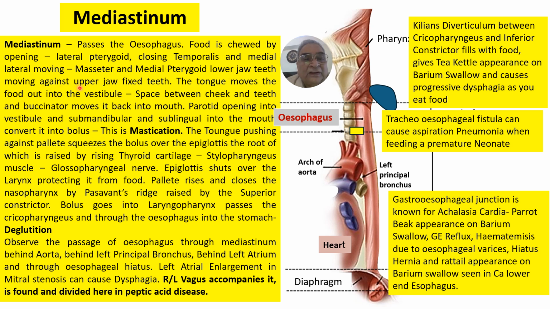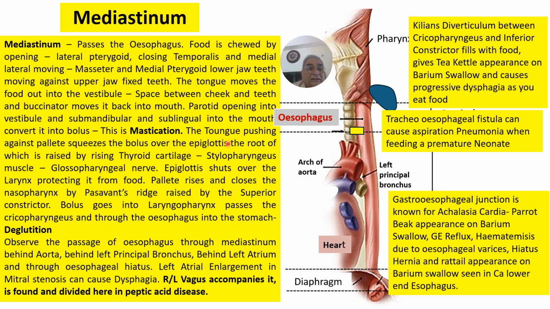So the lower jaw is moving against the fixed teeth in the upper jaw. The lower jaw is moving, the upper jaw is fixed. The tongue is moving the food out from between the teeth into the vestibule, that is the space between the cheek and the teeth. And the buccinator in the cheek is moving the food back from the vestibule into the mouth. The parotid opening into the vestibule and the submandibular and sublingual opening into the mouth are mixing the saliva into this food and converting it into a bolus. Now this is the process of mastication.